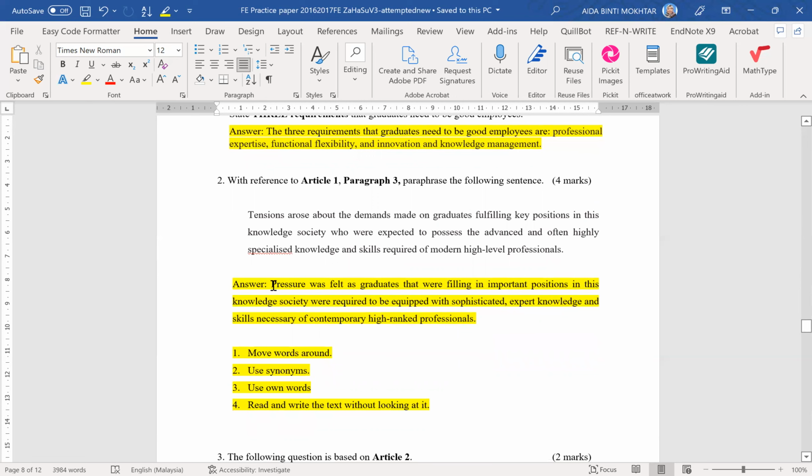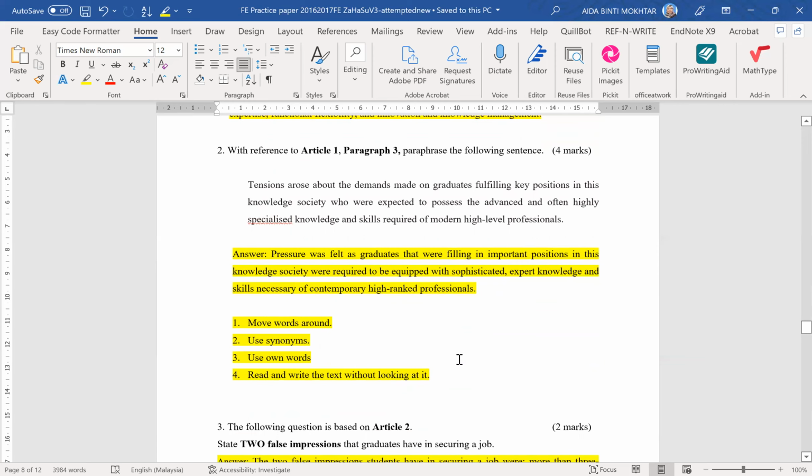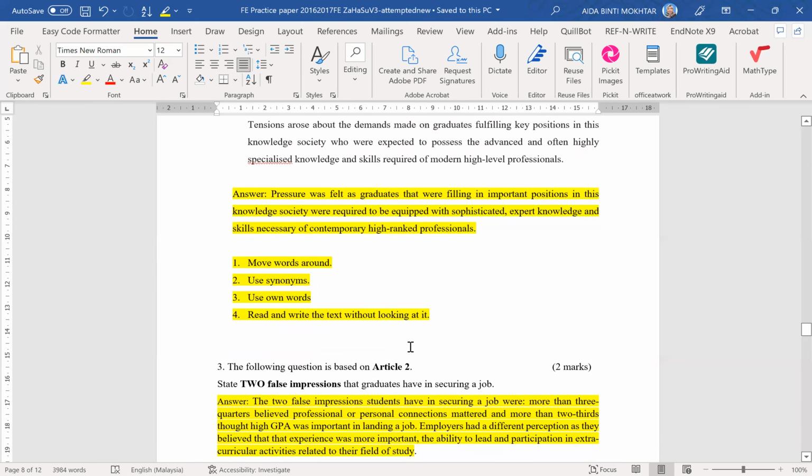This one is basically paraphrasing the following sentence. So you know how it is when it comes to paraphrasing: just move words around, use synonyms, use your own words, read and write the text without looking at it. You need to look at the text, put it away, and write what you understand from it, using words that are usually different, but of course there are some words which are not replaceable.